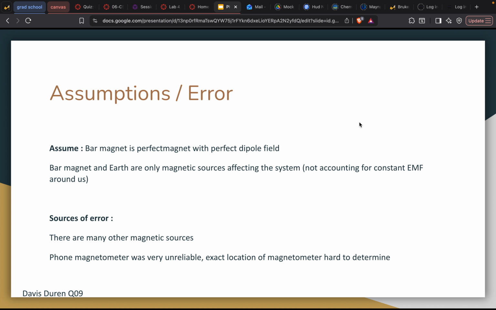So there are some big assumptions we make in this experiment. Firstly, we assume the bar magnet is perfect with a perfect magnetic field, and arguably most importantly, we assume the bar magnet and the Earth are the only magnetic sources in the system. This experiment was performed inside in the physics lab, so there is a lot of other EMF that would be manipulating our results. As well, the phone magnetometer we found to be very unreliable. We would get very inconsistent results from placing it at the same location, and it was also a bit uncertain exactly where the magnetometer was within the phone.